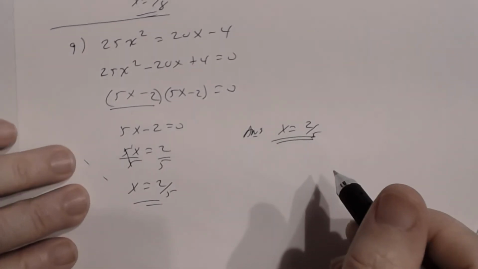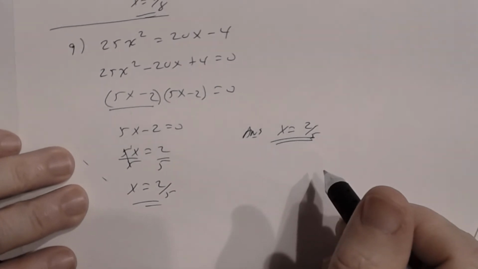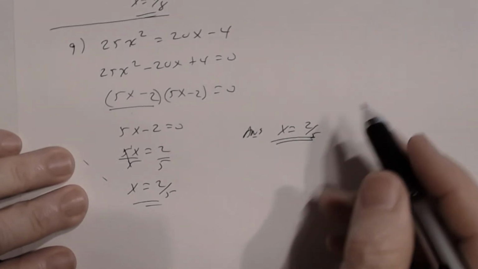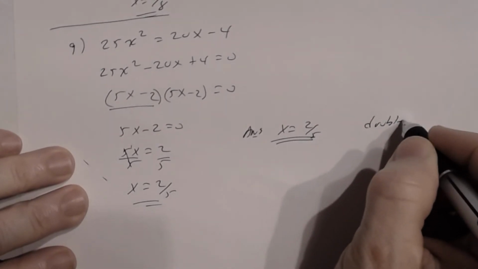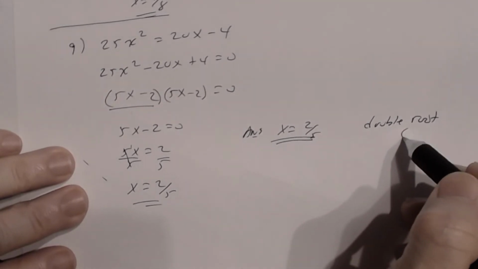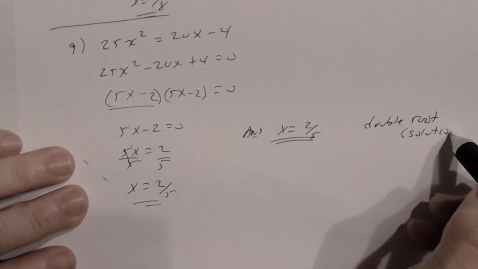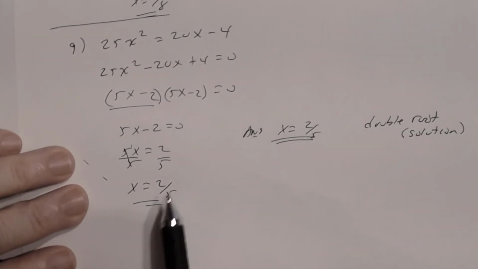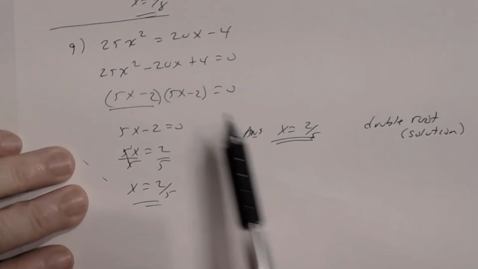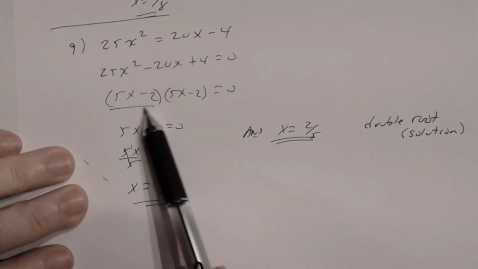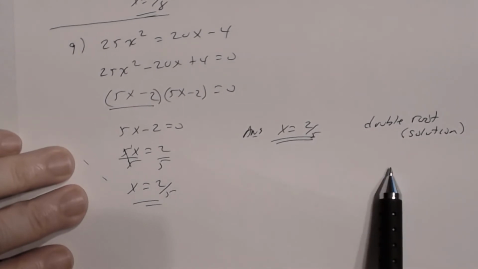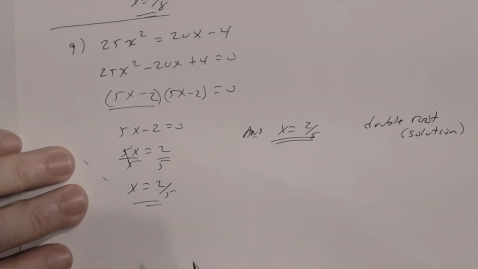Now, let me just say this because it's going to be important in college algebra. This right here is called a double root. You don't need to know that in here, but you do need to know that for a later course. So a double root, and that root means the same thing as solution. So basically what that means is that 2/5 is a double root, a double solution, because it occurred twice. See, 2 times? So it occurred twice, but you only list it once. So don't say x equal 2/5, comma, x equal 2/5. It's just 2/5. That's all you do.